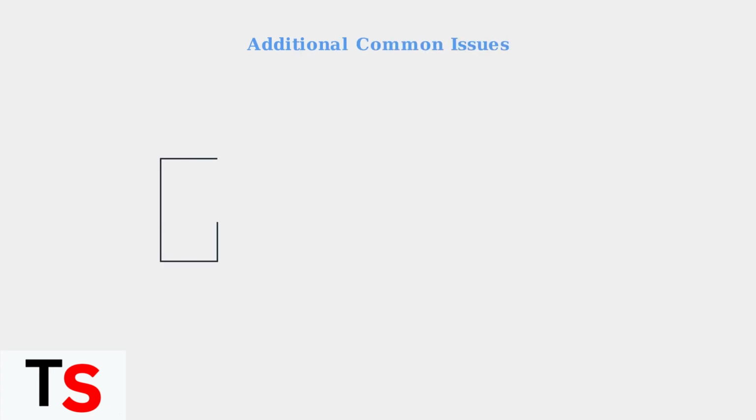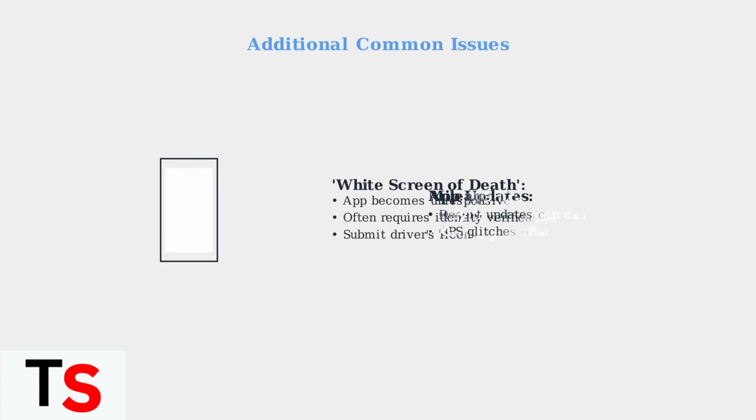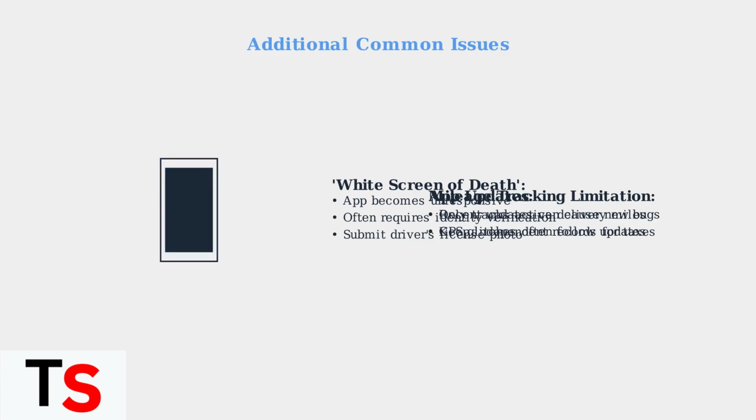The white screen of death is a common glitch where the app becomes unresponsive, often requiring identity verification with a driver's license photo. Recent app updates frequently introduce new GPS bugs, and remember that DoorDash only tracks mileage during active deliveries, so keep independent records for tax purposes. Understanding these GPS and map issues helps drivers recognize when problems occur and know that solutions exist. In the next section, we'll cover specific troubleshooting steps to resolve these common problems.